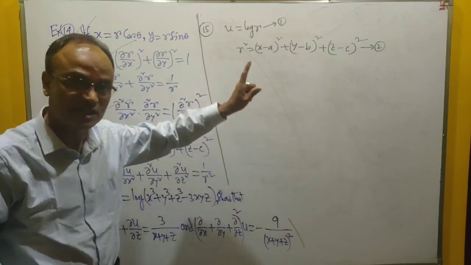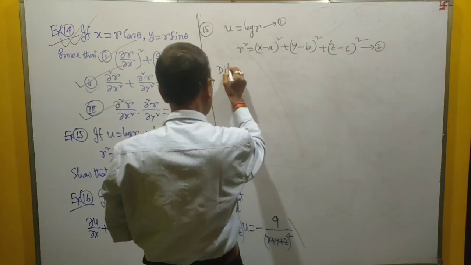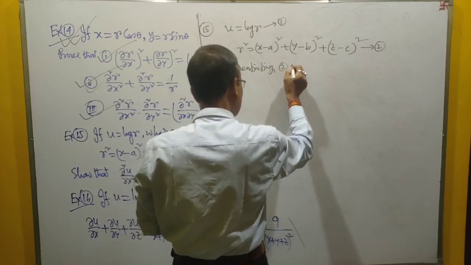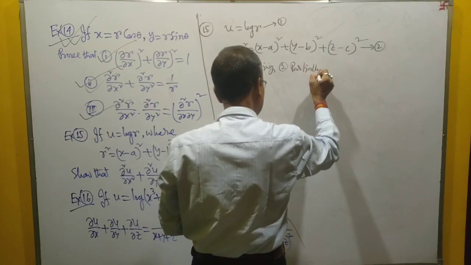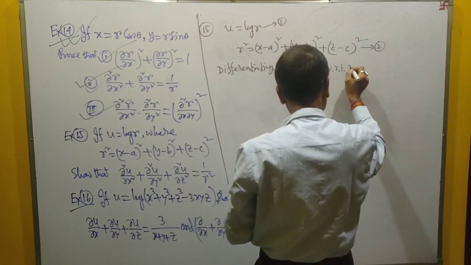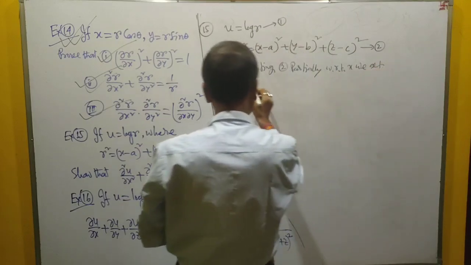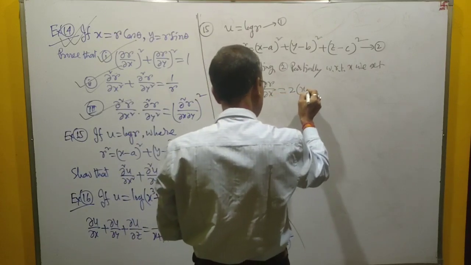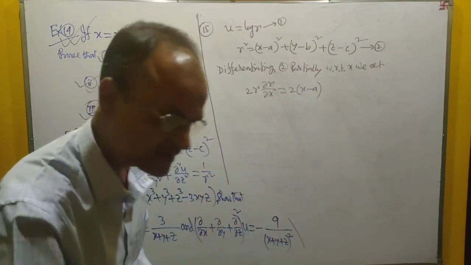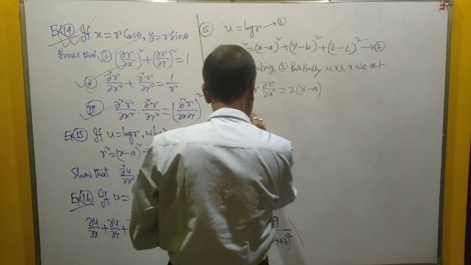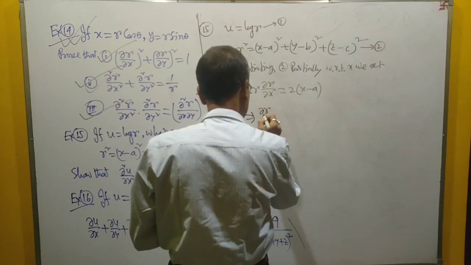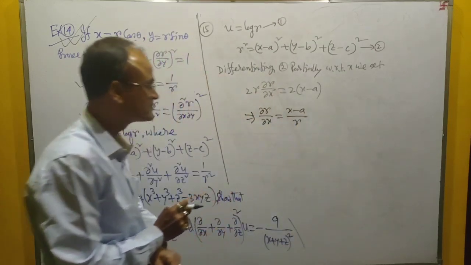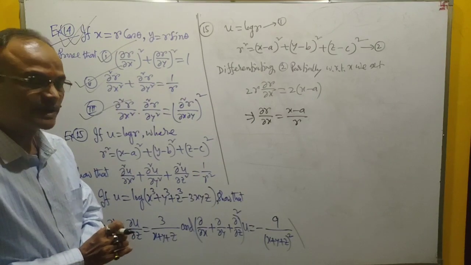Differentiating 2 partially with respect to x, we get twice r del r by del x equal to 2 times of x minus a. You will get 2 times of x minus a. This means del r by del x equal to x minus a divided by r.